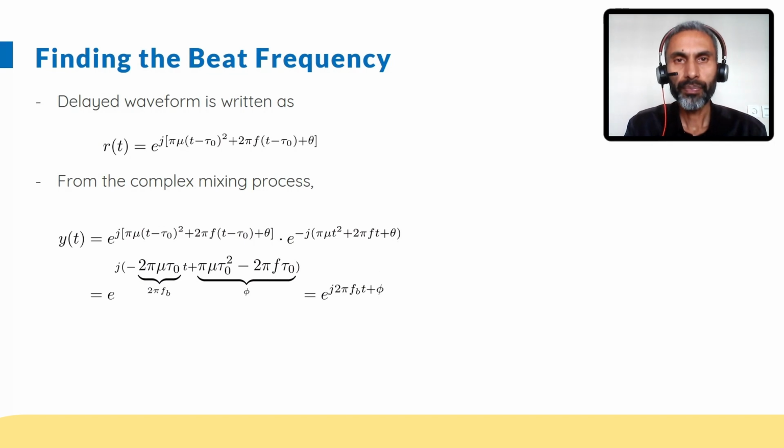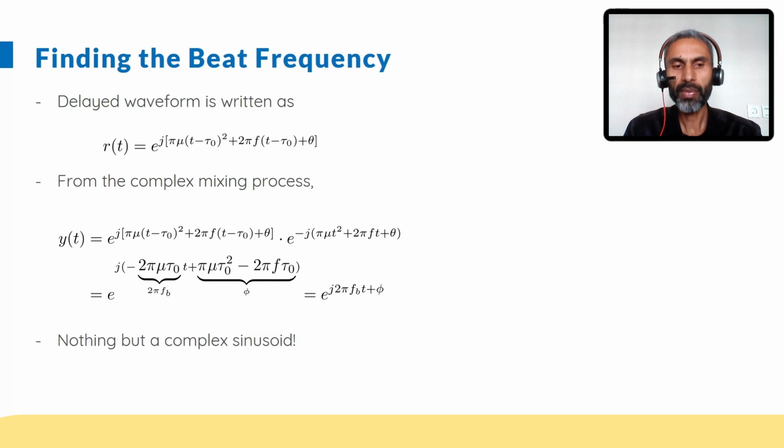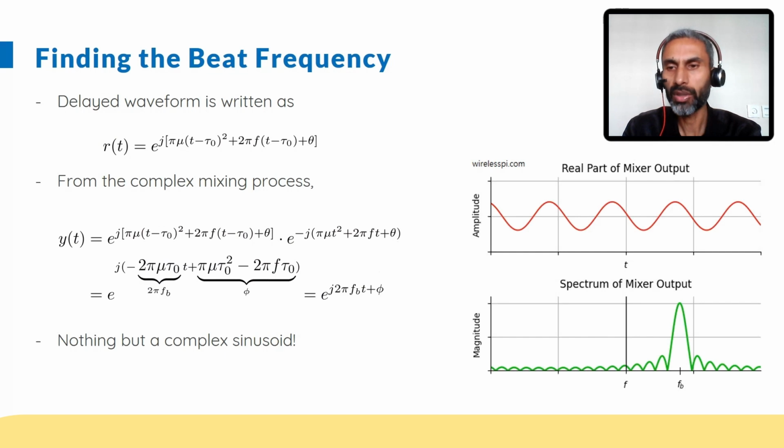We conclude that the mixing process gives us an output which is a simple complex sinusoid. Remember, e raised to the power j(2 pi f_b t plus phi) is nothing but a simple complex sinusoid. I have a simple typo here where after j we should have a bracket, and this is the signal part. You can see that e raised to the power j(2 pi f_b t plus phi) is given by a waveform, and the spectrum of the mixer output is a sinc function at the frequency f_b.